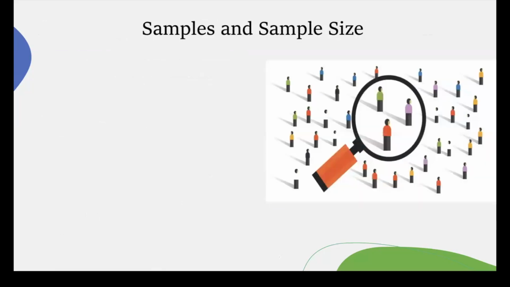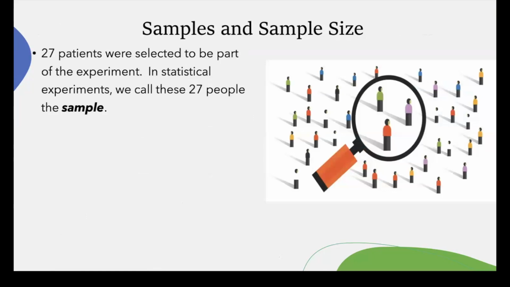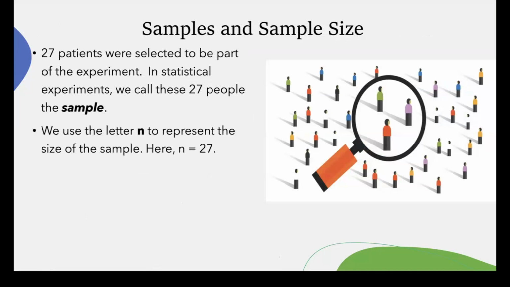Okay, so let's look at the concept of samples and sample size. For this study, 27 patients were selected, and they were part of the experiment. We call these 27 people the sample. In all statistical experiments, the group of people that the experiment is conducted on is called the sample. The lowercase letter n is the letter that we use to represent the sample size when we do our statistical analyses. So here we write down that n = 27. The number of people in the experiment is 27.